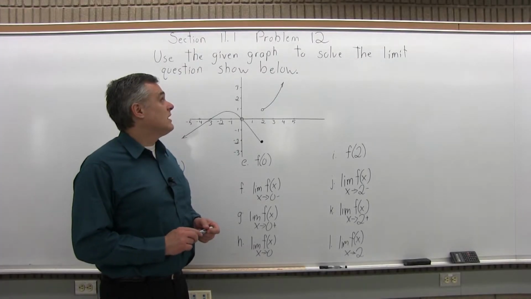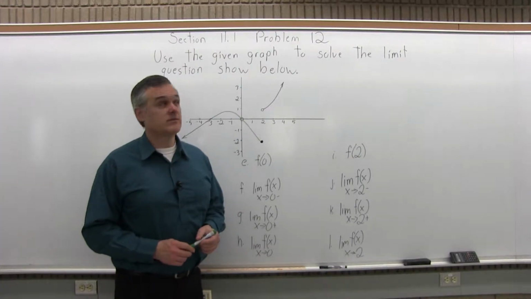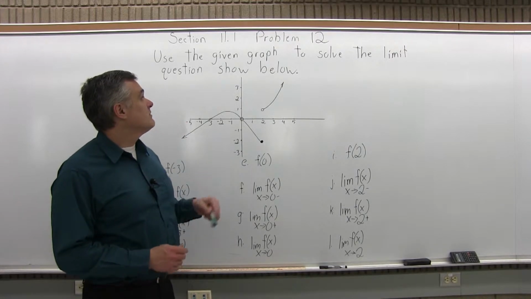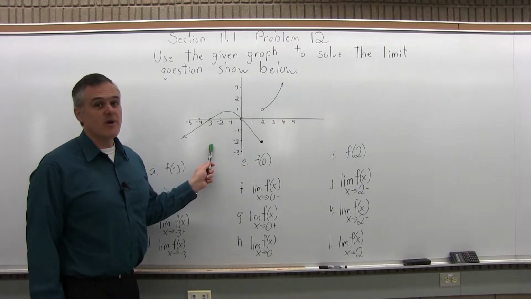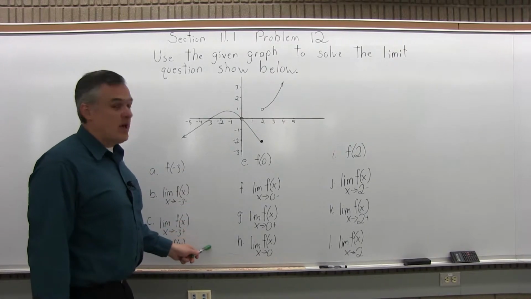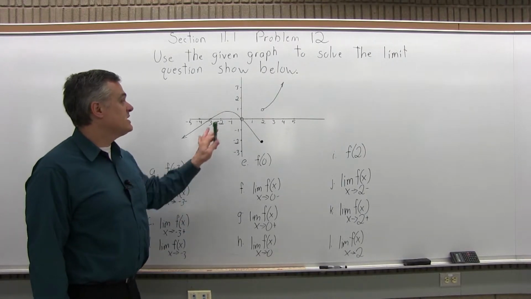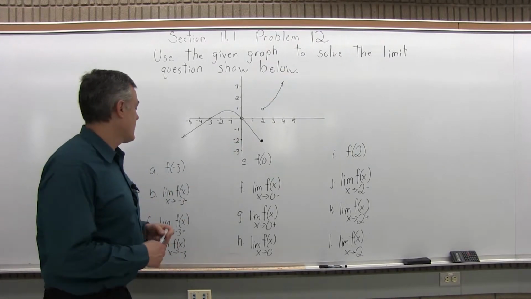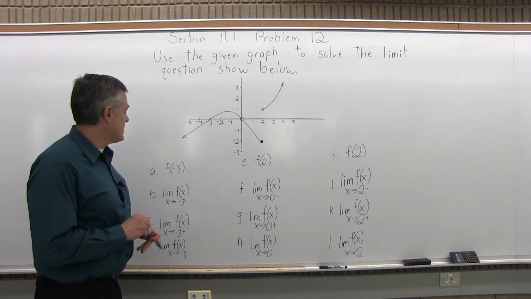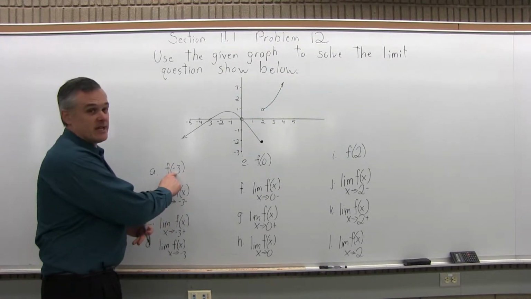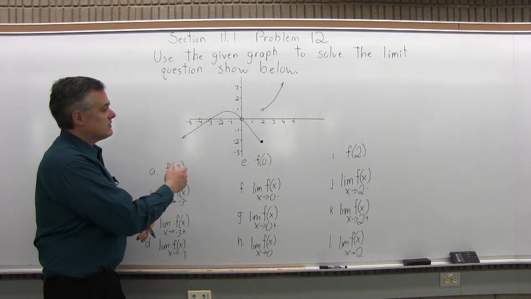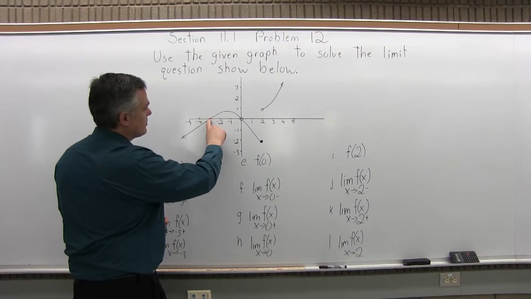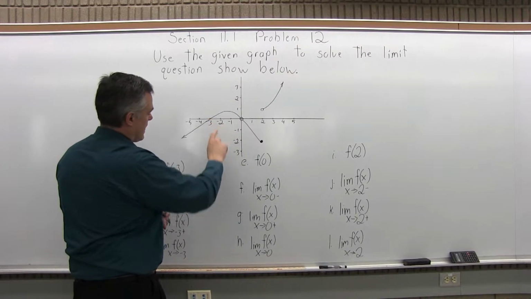This is Section 11.1, Problem 12. It says, use the given graph to solve the limit questions shown below. So we have a graph, and there are 12 different individual questions based on this graph. The first question, part A, says, find f of negative 3. So it's not even a limit. If you put in a negative 3, what do you get out? So if I put in a negative 3, the height of the graph is 0.